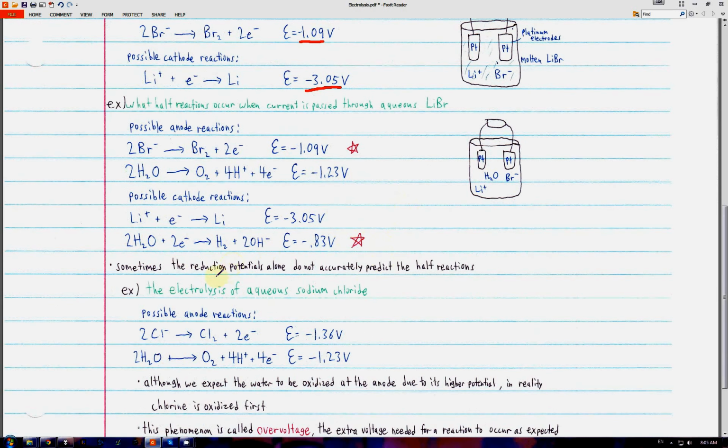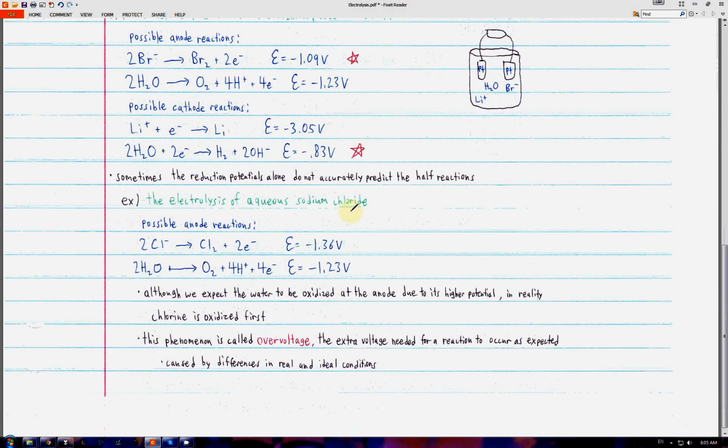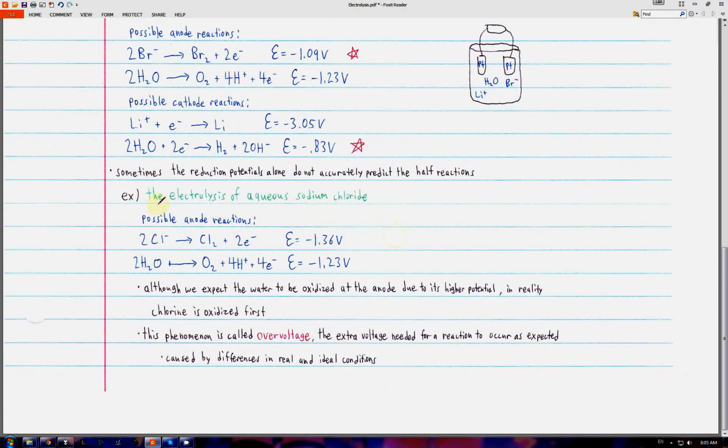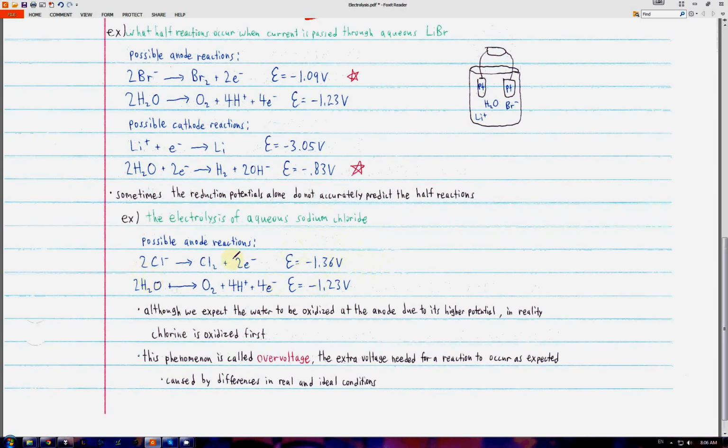Now, we have to be careful because sometimes just looking at these half reaction potentials does not accurately tell you which reactions occur. An example of this is the electrolysis of aqueous sodium chloride. The possible anode reactions are chlorine and water. Just looking at these potentials, we'd expect water to get oxidized because its potential is less negative than the potential of chlorine. However, in reality, the chlorine will actually be oxidized before water.